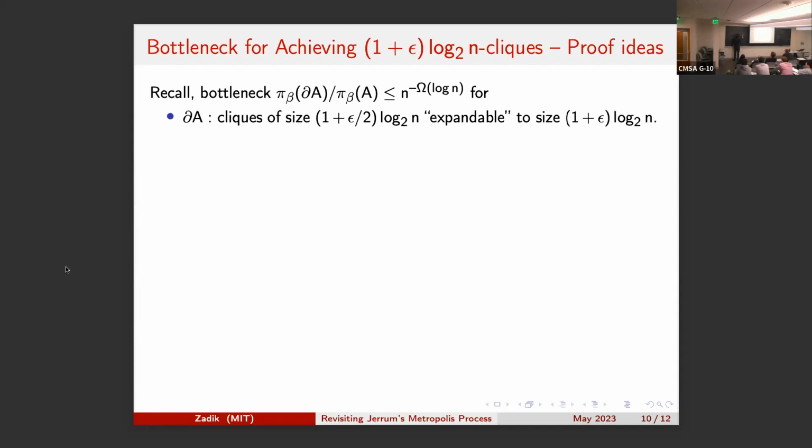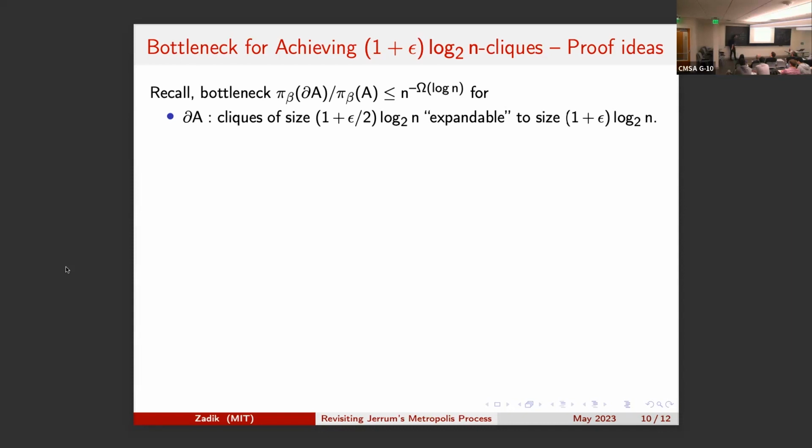So that the boundary is these expandable 1 plus epsilon over 2 log n cliques. Okay, but what he actually proved with this, expandable hopefully made sense before, is this non-maximal, already super good in energy cliques. What he proved is that the bottleneck here, like we did before, is always bounded by the maximum ratio I told you before. He proved a similar inequality: for any beta, this thing is always upper bounded by the ratio of the number of 1 plus epsilon over 2 log n cliques which are expandable, divided by the number of 1 plus epsilon over 2 log n cliques.